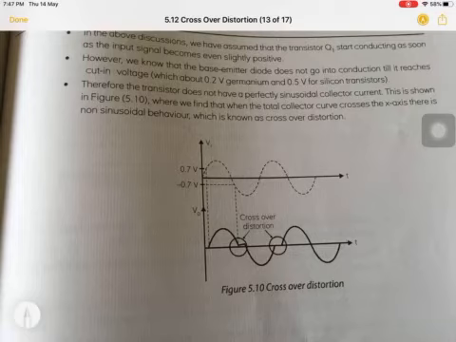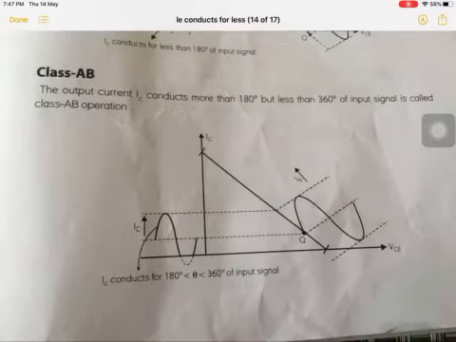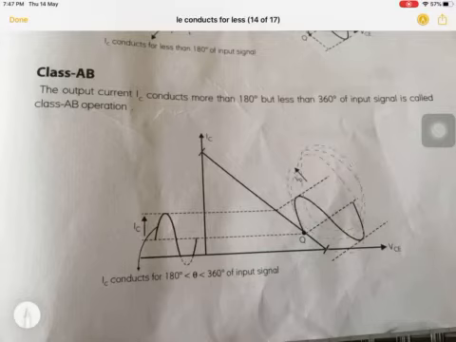So we have to reduce the problem. How to reduce that? For this, a class AB type of amplifier is used. What is class AB? Here we put our Q point somewhere here, so we get some output and it clips off only the bottom part. It means the IC conducts more than 180 degree but less than 360 degree. This IB is the input signal, and this is the output signal IC. So the IC conducts, and if we draw in the downward direction, we can make the voltage.